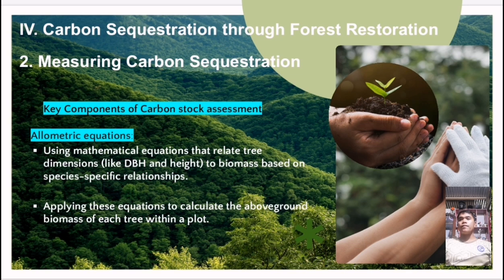The allometric equations are mathematical models used to estimate tree biomass and thus carbon stock based on easily measured variables like tree diameter at breast height, tree height, and wood density. These equations are essential because direct measurement of biomass is destructive and time consuming.